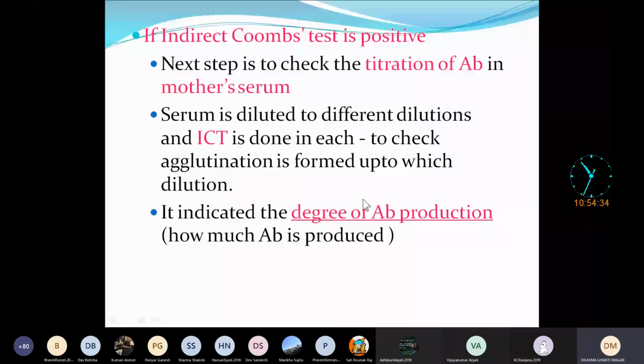Understood here? So after the indirect Coombs test is positive, we want to see how much antibody is there in the mother. We will make the mother's serum into different concentrations, 1:10, 1:20, 1:30, like that, and see at which level it becomes positive. So we can tell that antibody is produced in this much concentration. This slide is clear?